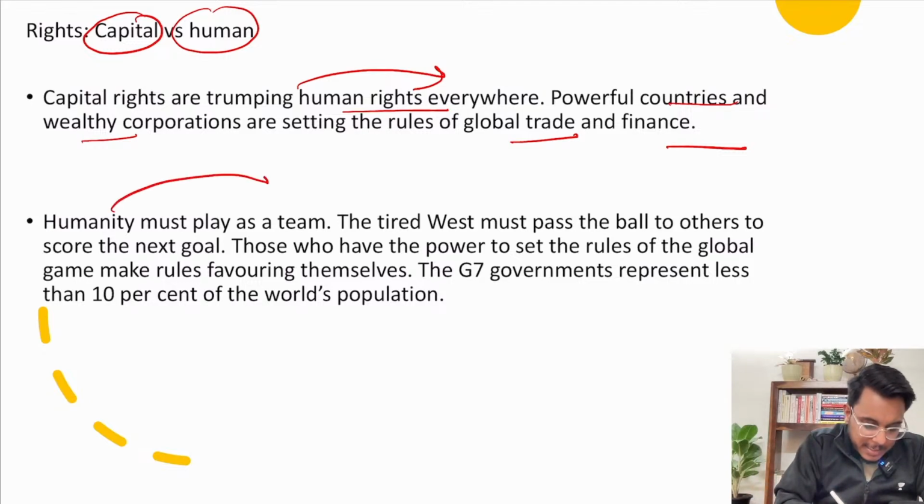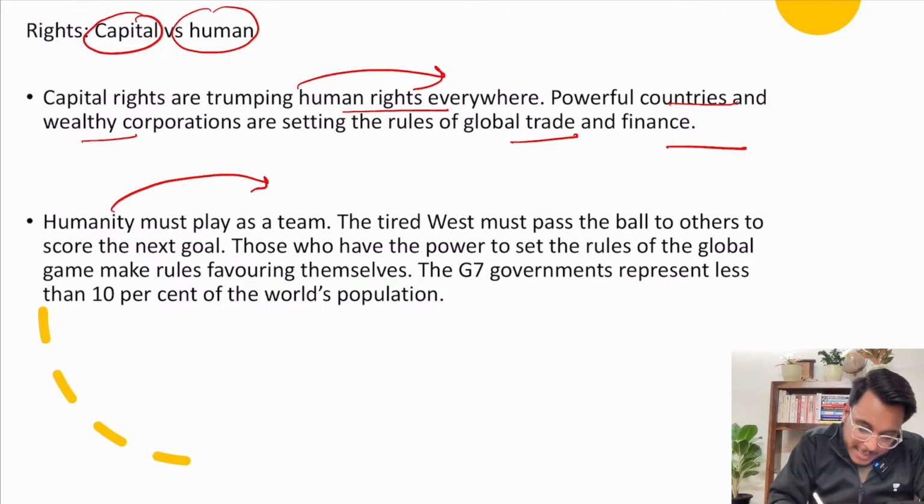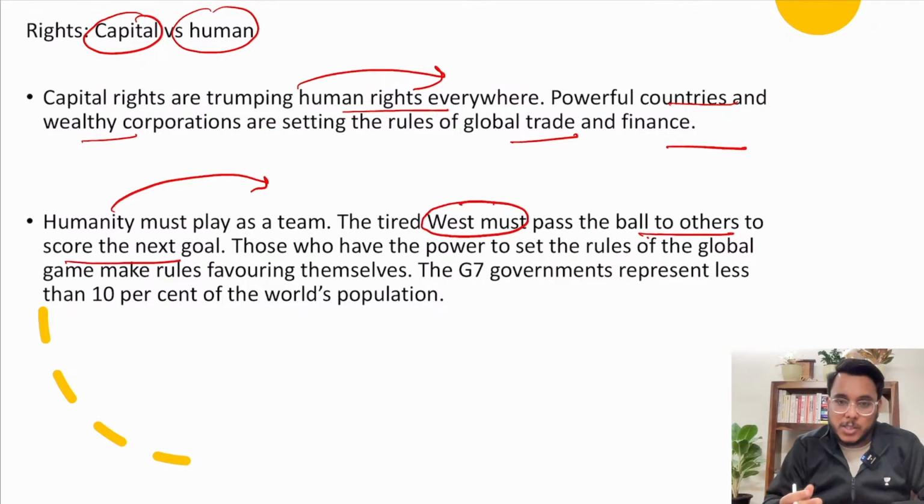Now, understand this thing that we all countries need to understand that humanity is more important, and humanity must play as one team. So basically, now the time has come that the West must pass the ball to the others to score the next goal. Now we have seen that the past 3 centuries have been the centuries of the West. The 21st century is a century of Asia, but the West is still in their hangover, and they don't want to pass the buck to the other countries. So they need to understand this particular thing.